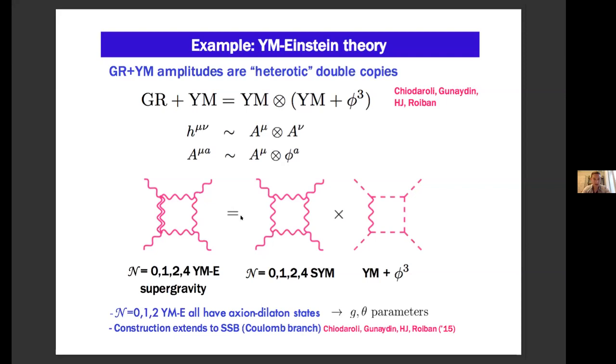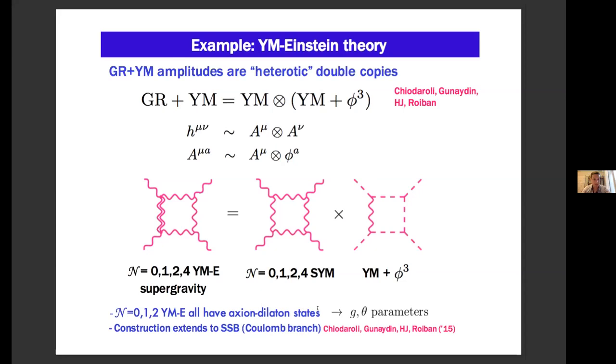And then we can compute loop-level diagrams. For example, here we can have a four-vector amplitude with a graviton propagating internally. This is just this pure Yang-Mills diagram times a scalar self-interacting here and then emitting a gluon here. So this has been done and it works successfully. It works for any number of supersymmetries. But as I said before, these N equals 0, 1, 2 Yang-Mills-Einstein supergravities all have axion-dilaton states, and we don't know how to get rid of them at this moment in time.